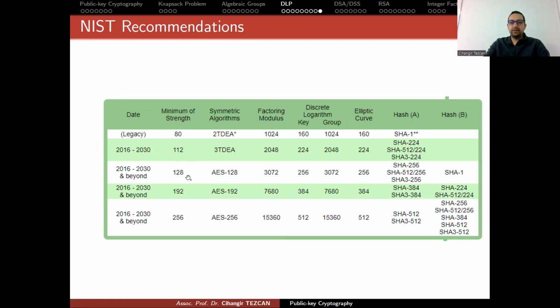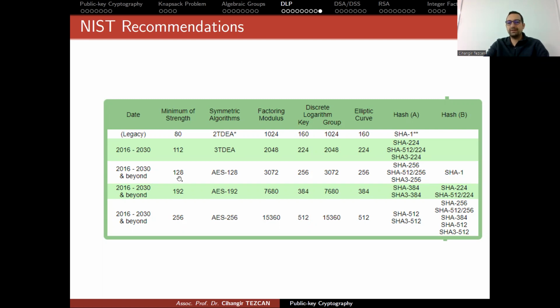Recall that in symmetric key cryptography, we said that the secret key shouldn't be smaller than 128 bits, because nowadays this is what we call personal security. This is what we call military grade security. So if you use AES with a secret key of size 128 bits, then your security would be considered secure in 2016 to 2030 and beyond.